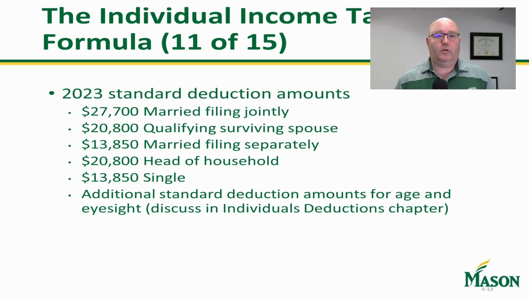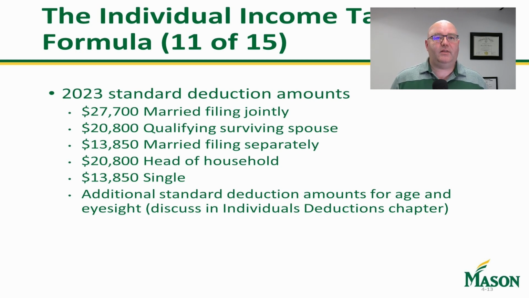Basically, the qualifying surviving spouse has a reduced standard deduction formula. It's new. It used to be in the past that a qualifying surviving spouse just filed at the married filing joint rates. Married filing separately, you're going to have $13,850. If you take that $27,700 divided by 2, that's where they get that number from. Head of household is going to be $20,800.